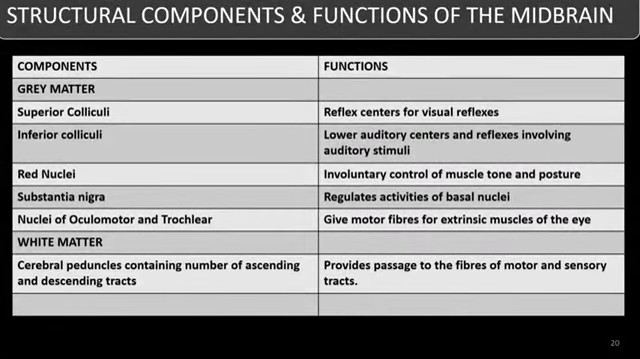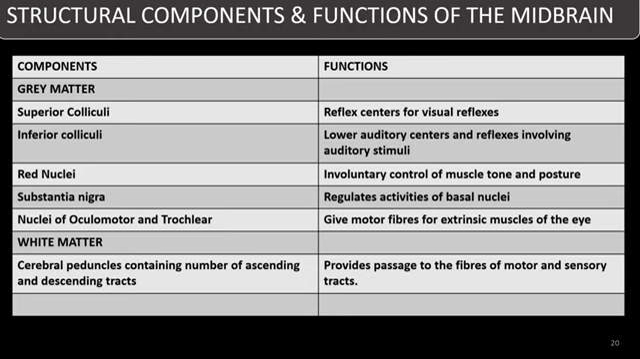We also like to look at the structural components and their functions. Superior colliculus is a reflex center for visual reflexes. Inferior colliculus provides lower auditory centers and reflexes involving auditory stimuli. You can notice that superior colliculus was connected to the lateral geniculate body that was involved with vision, and inferior colliculus is connected to medial geniculate body that is involved in auditory pathway. Now look at the red nucleus, which gives involuntary control of muscle tone and posture. Substantia nigra regulates activities of the basal nuclei.